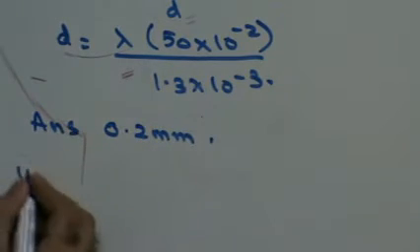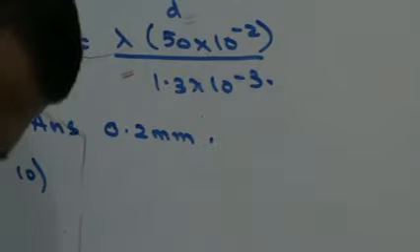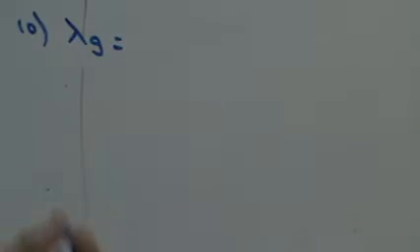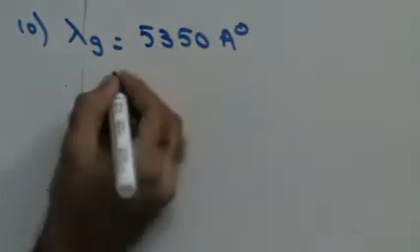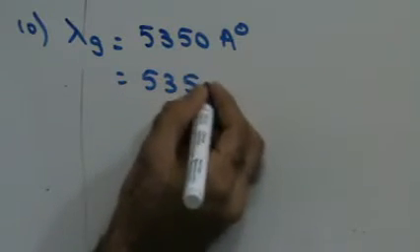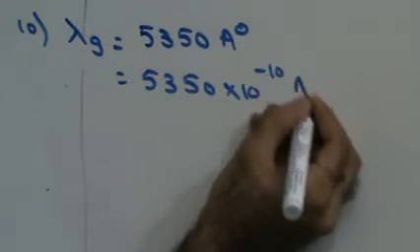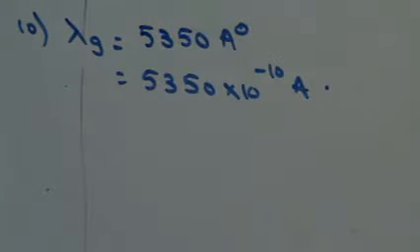Next, take down next one please. A certain fringe width is observed when green light of wavelength 5350 Angstrom units is used.